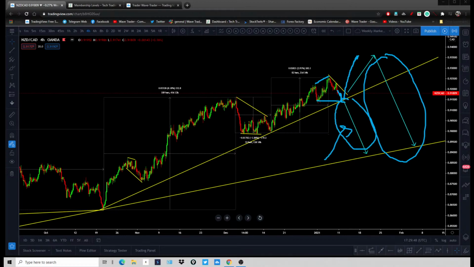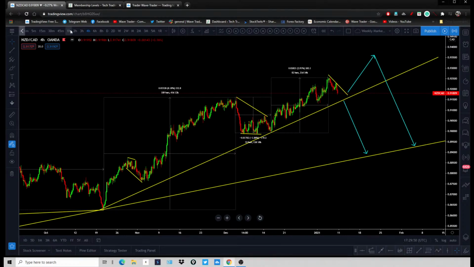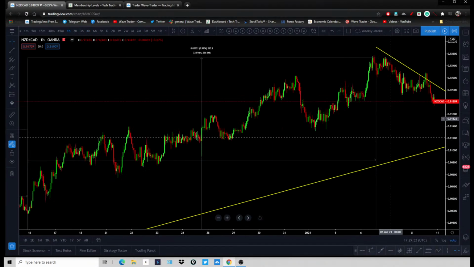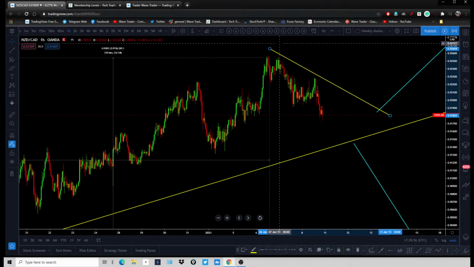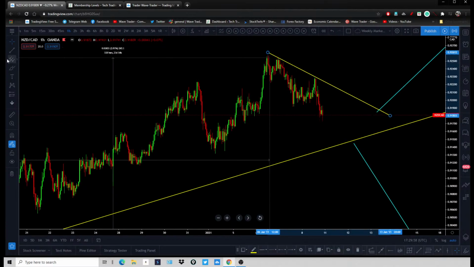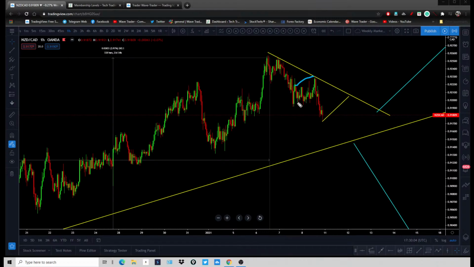So what you are going to do now is go to your lower time frame and look for another correction over there, which should be similar to the previous one. Look for another correction like this previous one, and look for that trade.